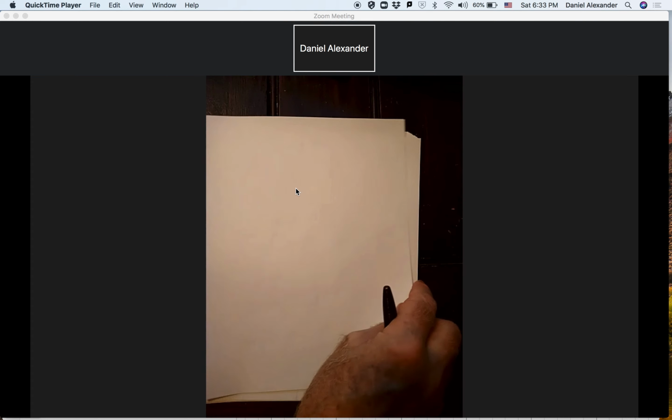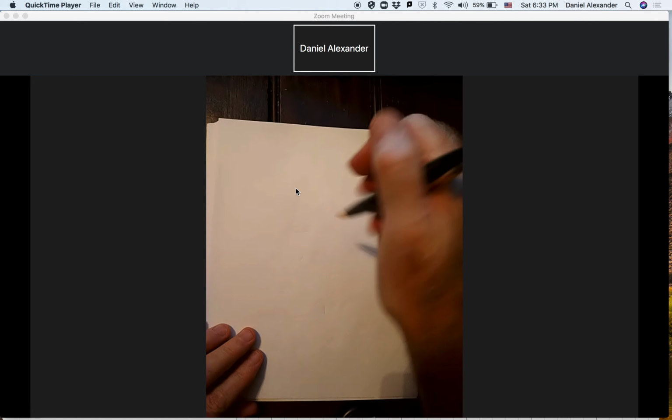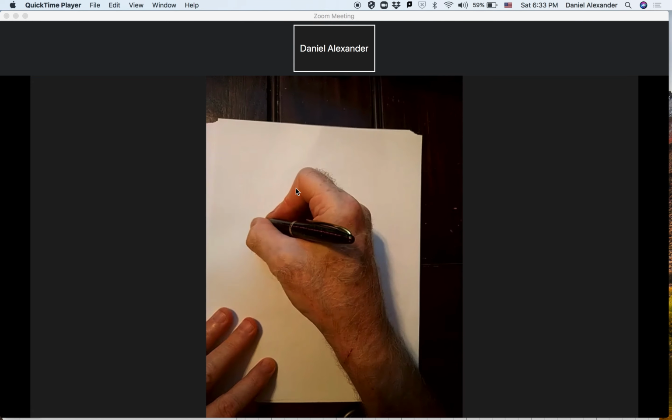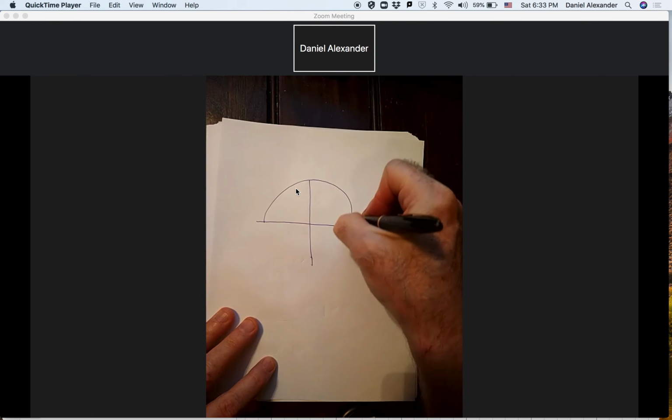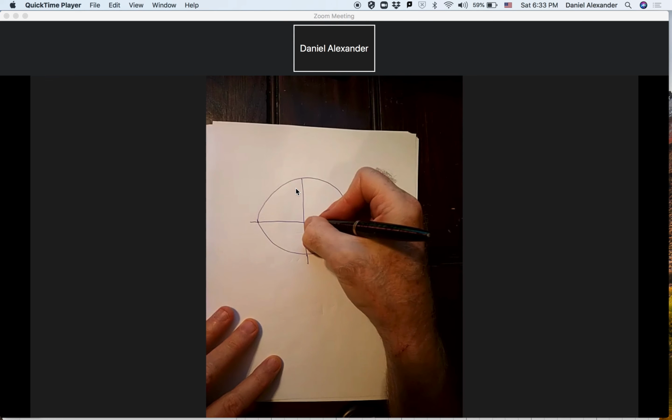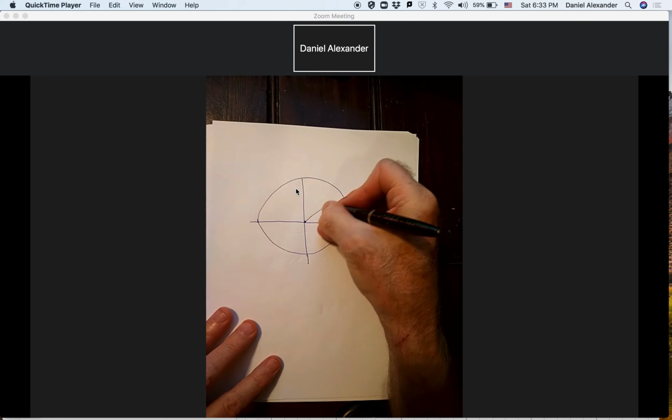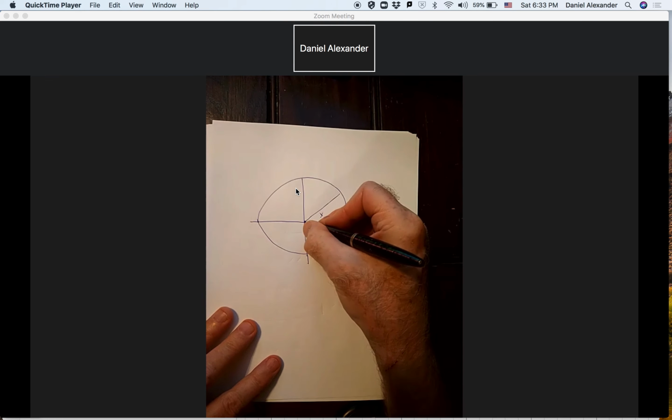Just one more thing. I want to look at the tangent of x on the unit circle one more time. And I'm going to look at x, and I'm going to look at negative x.